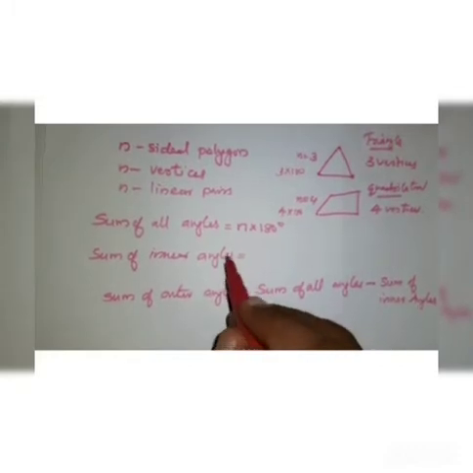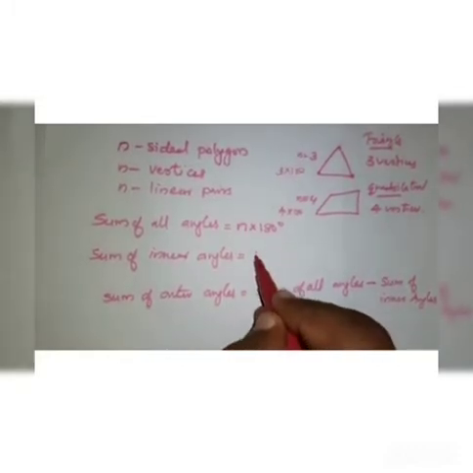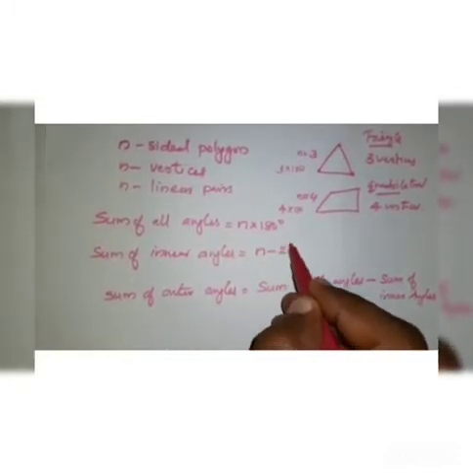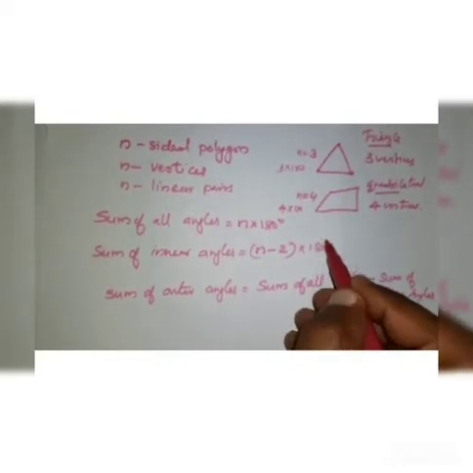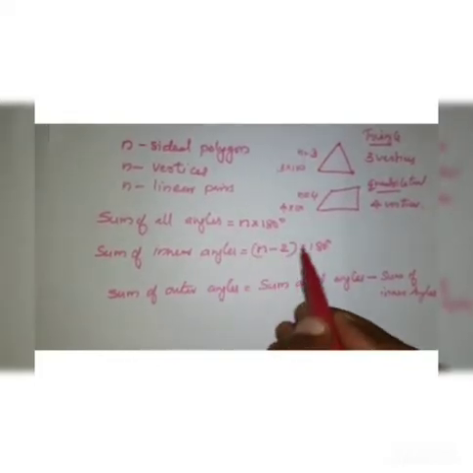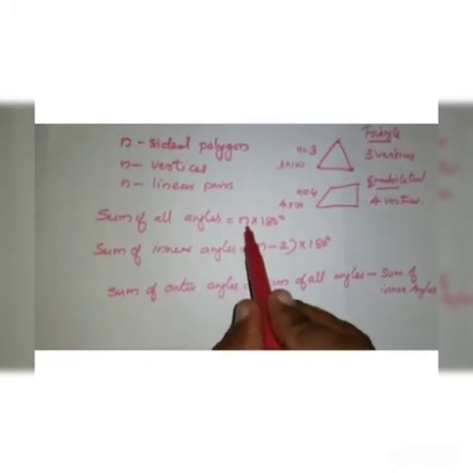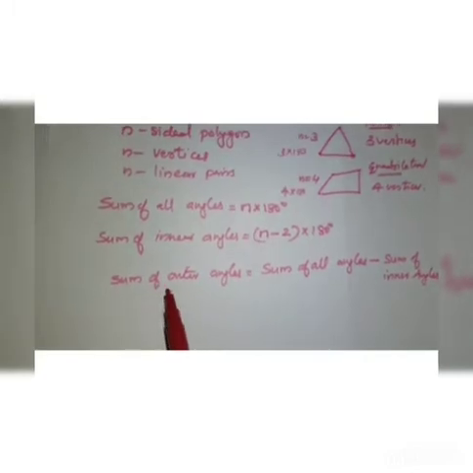Then what about the inner angle? For the inner angle, you look at how many sides there are and subtract 2, into 180 degrees. So the sum of inner angles is (n minus 2) into 180. The sum of all angles is n into 180, that is inner angle plus outer angle. So you have to find out the outer angle only.